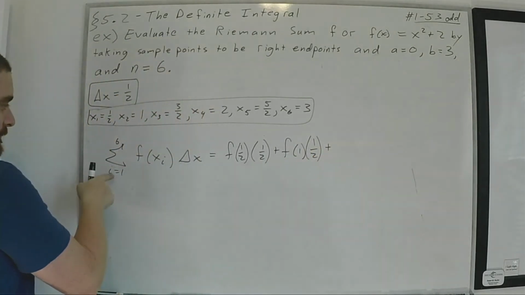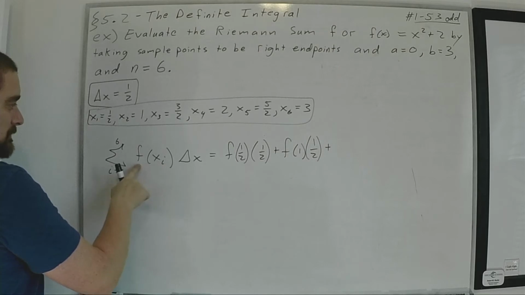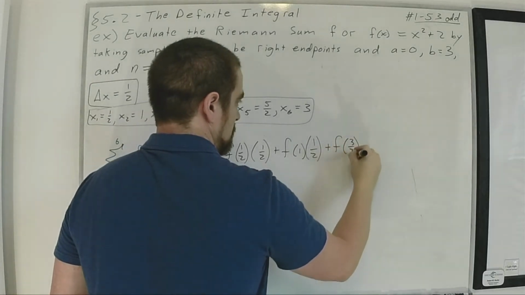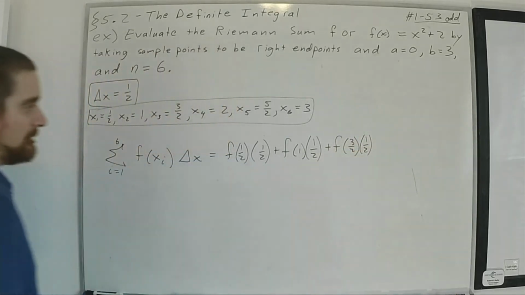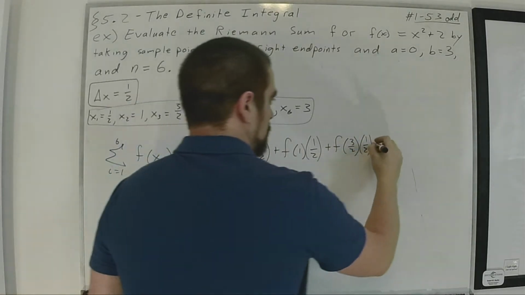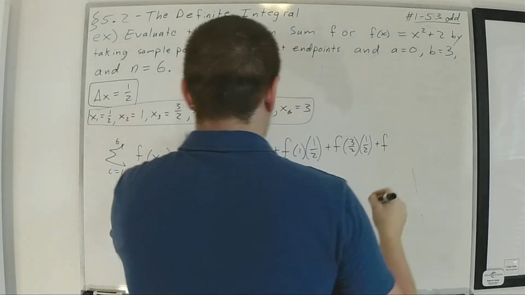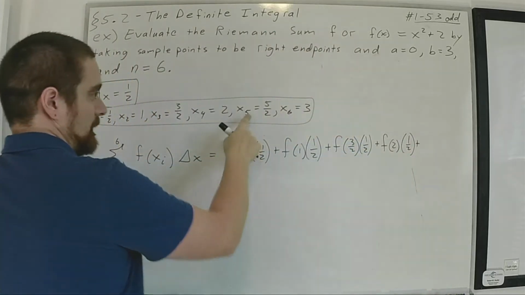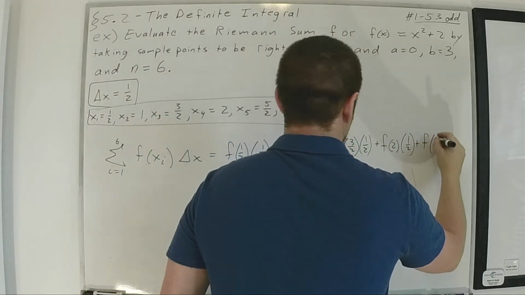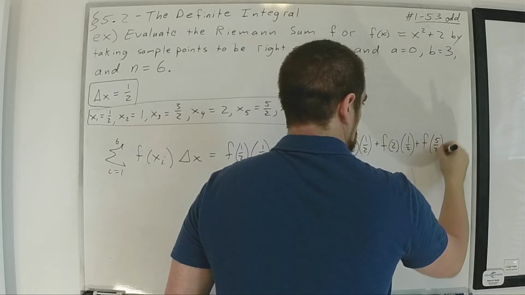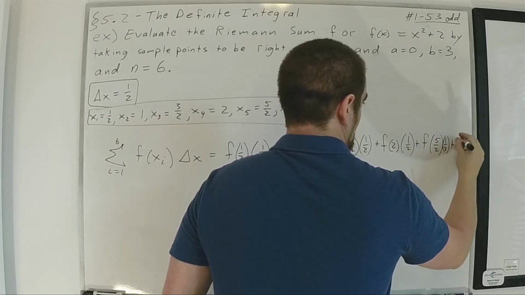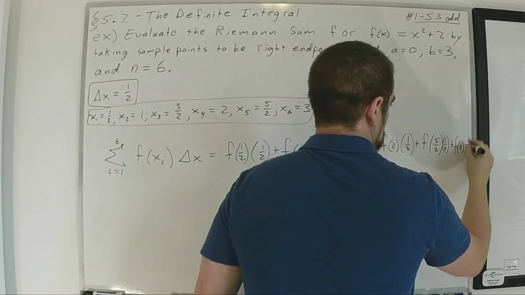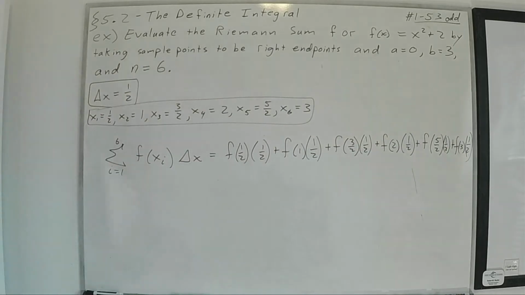Then I want the third, x sub 3, so f of x3. Well, x3 is 3/2, so I want f of 3/2 times, again, delta x, which is 1/2. Right, and then I want x4 plugged into my function. Well, f of x4 is the same thing as f of 2. There's delta x. Then I want x5 plugged in, so I want f of 5/2 times 1/2. And last but not least, if I can squeeze it in there, I want f of 3, because 3 is x6. And of course, I have to multiply by 1/2.